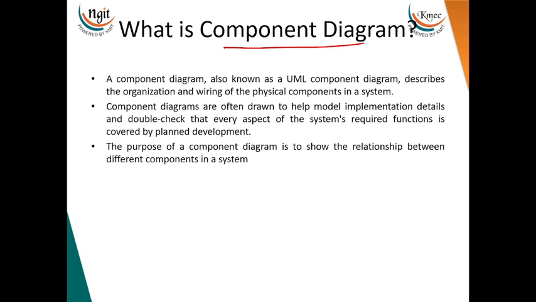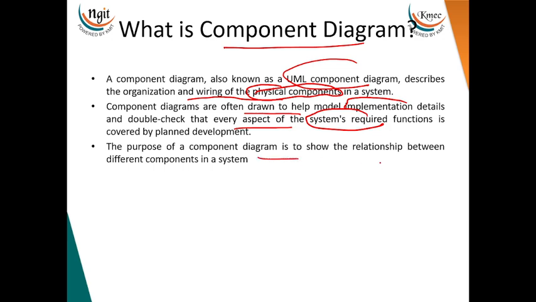It is also known as UML component diagram. To remember it, it describes the organization of the physical components of a system. Component diagrams are often drawn to help model implementation details and double check whether aspects of the system requirements are met. The purpose of a component diagram is to show the relationship between different components of the system. So it describes the physical usage, the physical system, correct?